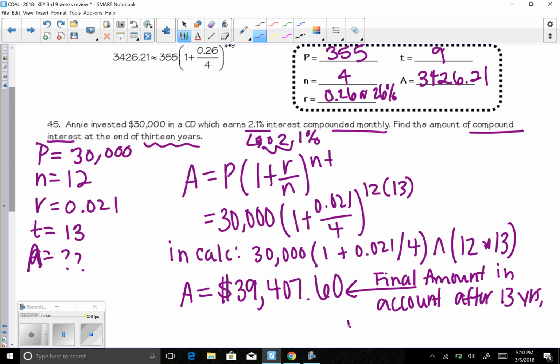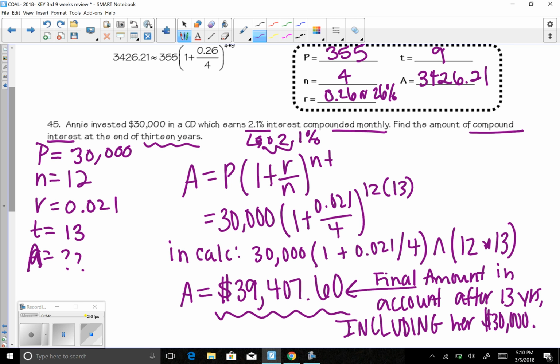And it's including the 30,000 that she already had that she put in there. So if it asks you to just find how much money she had at the end of 13 years, that would be this here.